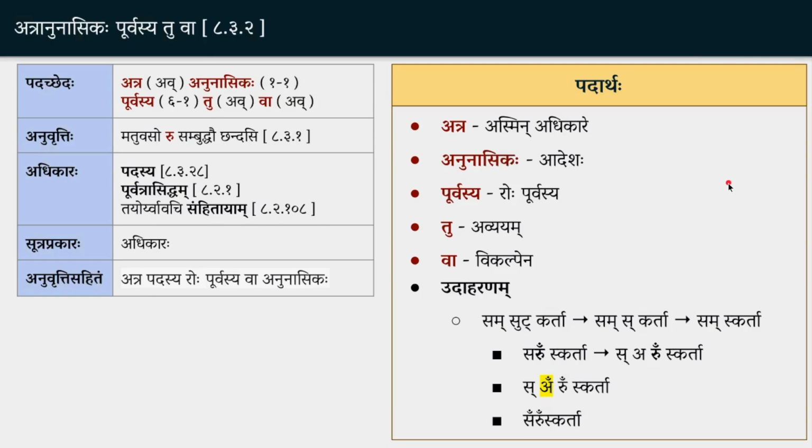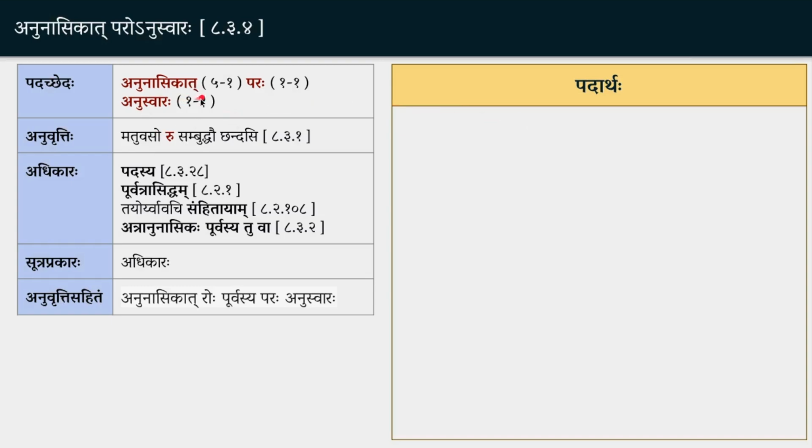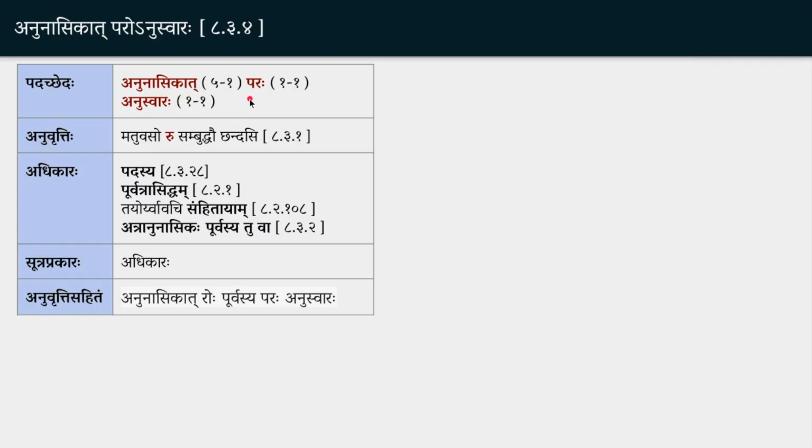Okay, the next one is again one more adhikara sutram, that is anunasikat paro anuswaraha. This is the second adhikara sutram for the same rutva prakaranam. So this again instructs another action for ru. The first sutram says the previous varna gets the anunasika adesha, and this sutram says what? Let's see that. Okay, so there are three padams. Anunasikat panchame ekavachananta rupam, paraha prathama ekavachananta rupam, anuswaraha prathama ekavachananta rupam, matvaso ru sambaddho chandasi ityasmat ru ityasya anuvartanam.